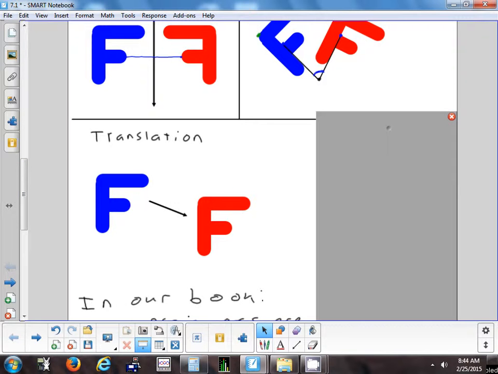translation. Okay, so translation, all you're doing is taking an object, think of it as sliding it. Okay, you're sliding it in a direction. Your book will generally put an arrow, so that kind of helps you figure out where you're sliding to. So blue is pre-image, the red is image.